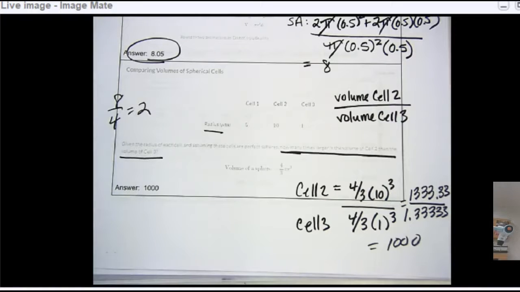Are we good on surface area to volume ratios? We're just calculating those out now. Any more questions on those?